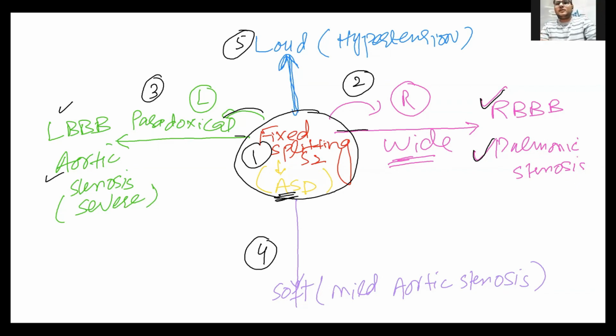On the right side, there is the wide splitting that happens in right bundle branch block and right-sided valve stenosis, which is pulmonic stenosis. And on the left side, there is a paradoxical splitting, so it is left bundle branch block and severe aortic stenosis. Okay. And the fourth point, the lower area, is soft S2, which happens in mild aortic stenosis. And the fifth point is loud S2. Actually, soft and loud S2 are not splitting, but they are actually causes. What is the disease in which soft S2 occurs? Aortic stenosis. What is the disease in which there is a loud S2? That is hypertension. Okay, so this was our main and easy concepts.